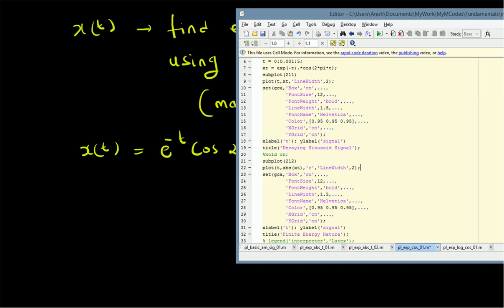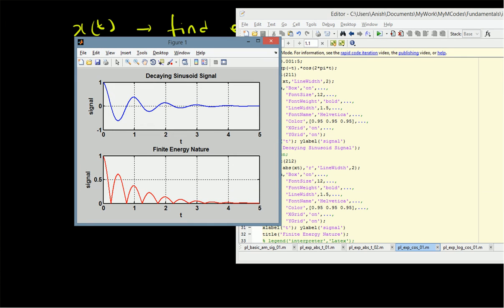represents that idea. That is, given a signal x of t equal to e power minus t cos of 2 pi t and only for positive values of time, we can look at the signal and its absolute value and get an intuitive understanding of its nature. That is, the signal is given by e power minus t cos of 2 pi t. That is, it is like a decaying sinusoidal signal.